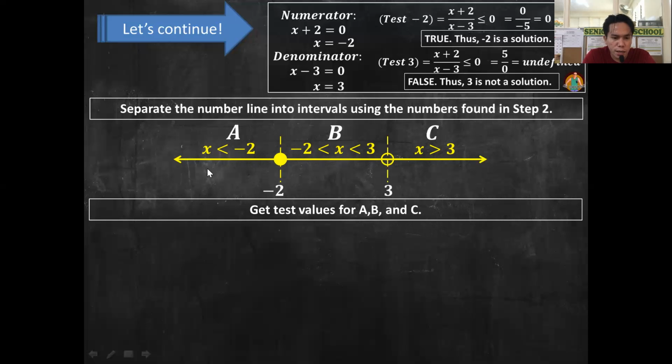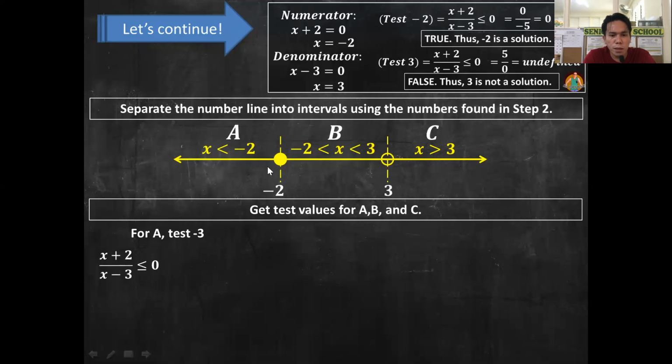For letter A, which is x is less than -2, ano yung number na pwede natin gamitin? That is -3. Again, magte-test tayo ng numbers sa area ng A, which is less than -2 dapat. And that is -3. Okay? So, pwede ka rin gumamit ng -4 and -5. Bahala ka. Pero this time, we're going to test -3. Okay? So, ano yung gagawin? Of course, simple lang. We're just going to substitute the values of x by -3.